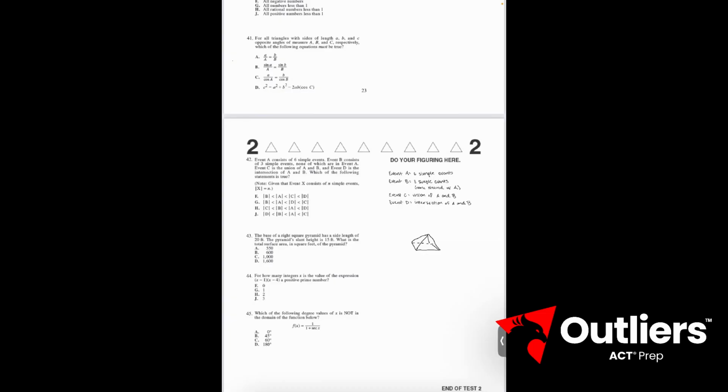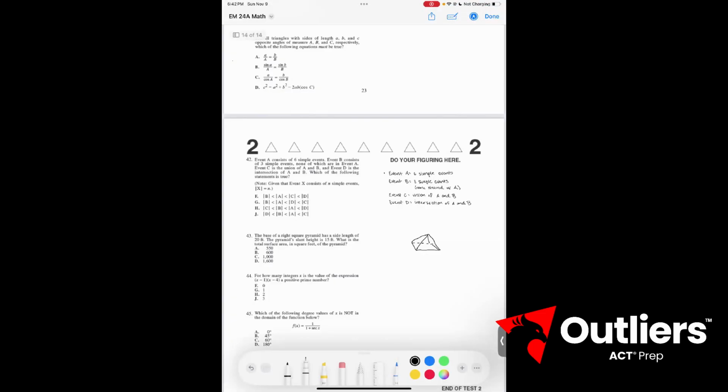Question 42 says, event A consists of 6 simple events. Event B consists of 3 simple events, none of which are in event A. Event C is the union of A and B. And event D is the intersection of A and B. Which of the following statements is true?